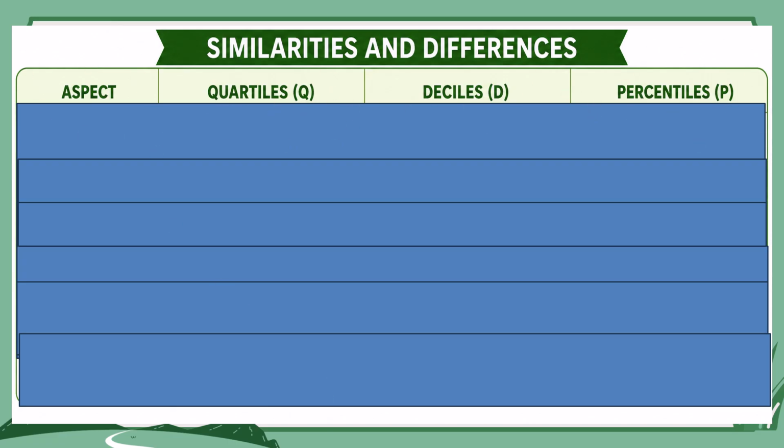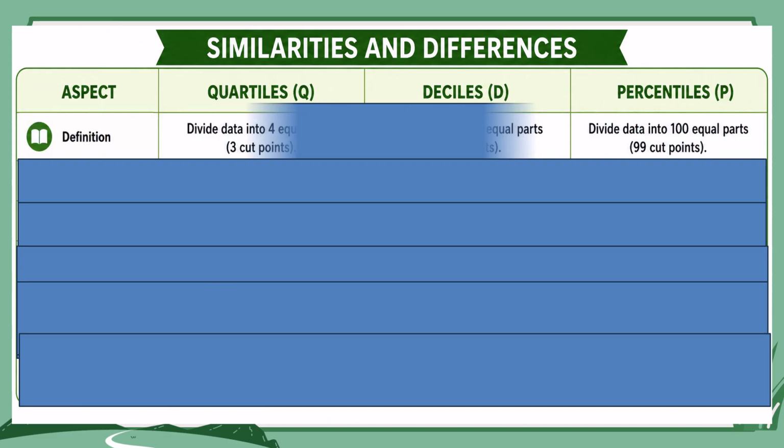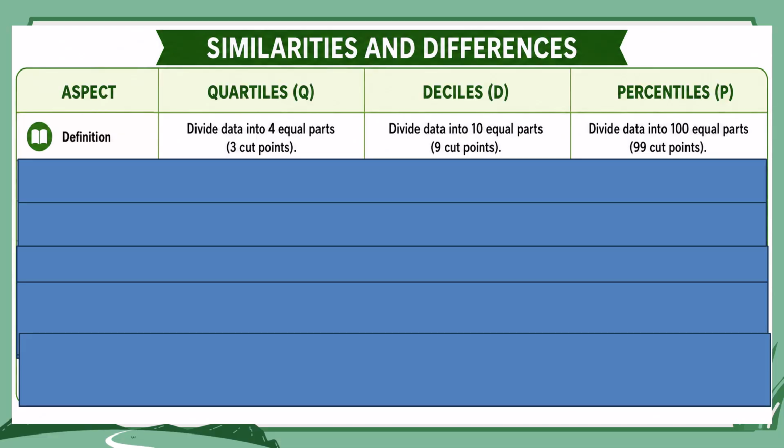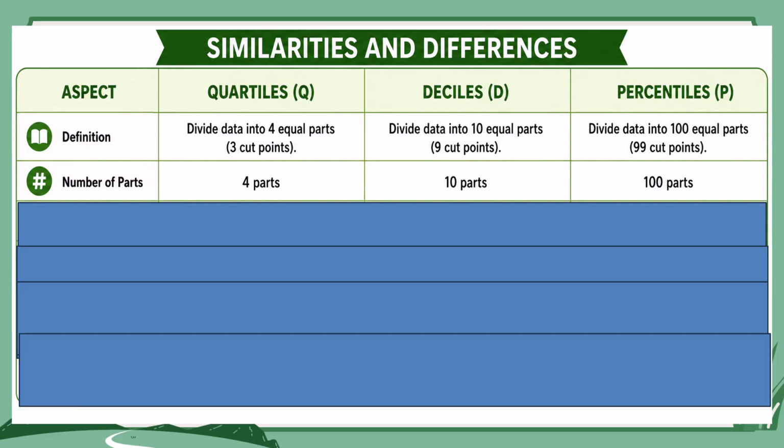What are the similarities and differences of the aspects of quartiles, deciles, and percentiles? Let us compare. For the definition, quartiles divide into 4 equal parts, so we have 3 cut points. Deciles divide into 10 equal parts, so we have 9 cut points. Percentiles divide the data into 100 equal parts, that is 99 cut points. For the number of parts, quartile has 4 parts, decile has 10 parts, and percentile has 100 parts.